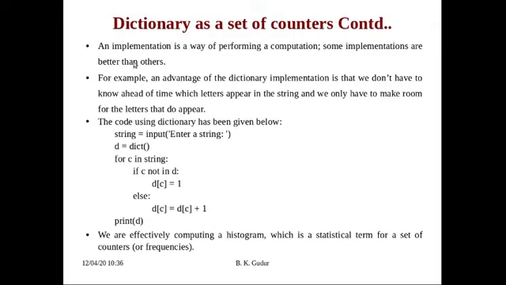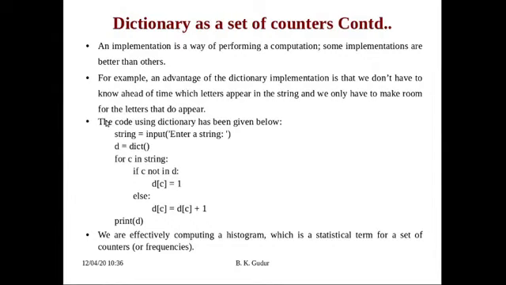Some implementations are better than others. The first one is not proper, but the second one is good, whereas the third one is still better. It depends upon how we implement. For example, an advantage of a dictionary implementation is that we don't have to know ahead of time which letters appear in the string, and we only have to make room for the letters that do appear. In the previous two methods, irrespective of whether a particular letter appears or not, we had created variables. Whereas in the case of a dictionary, we need not create counters for all. Whichever character appears, we create the count for that particular character only.